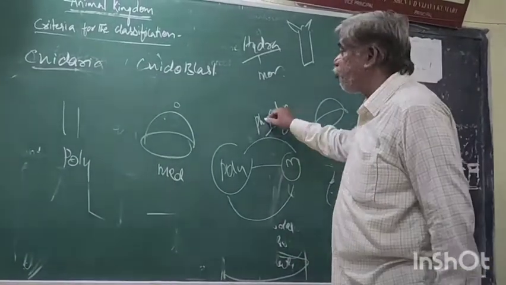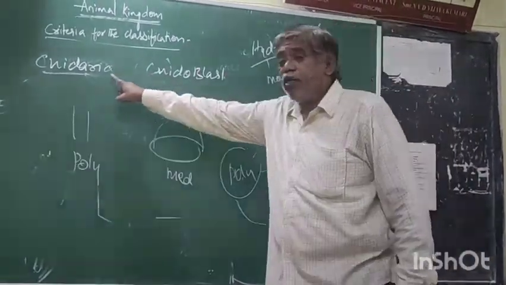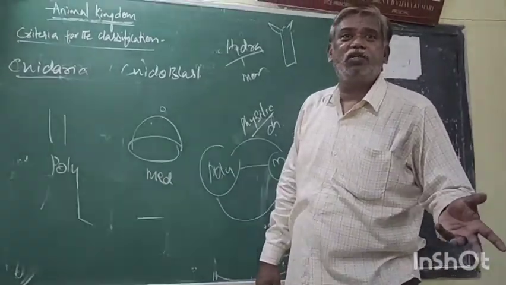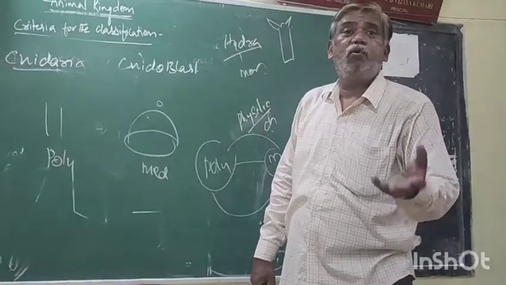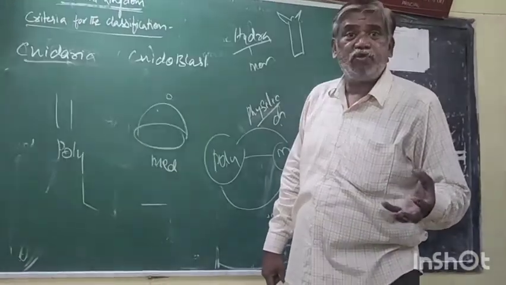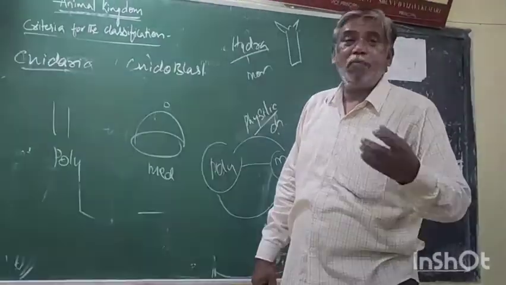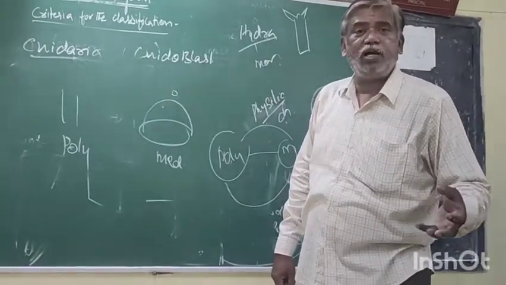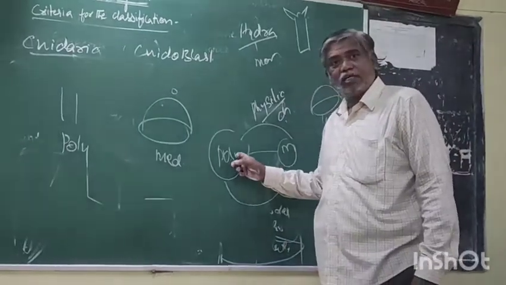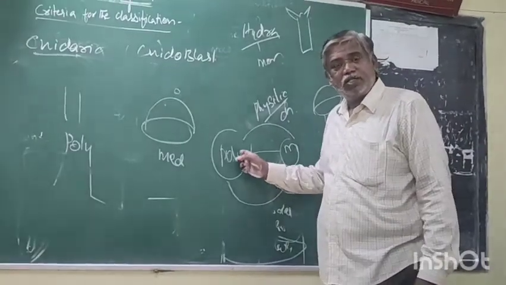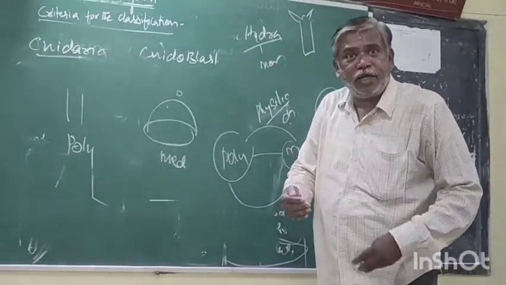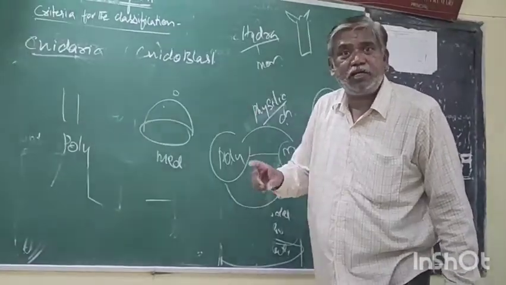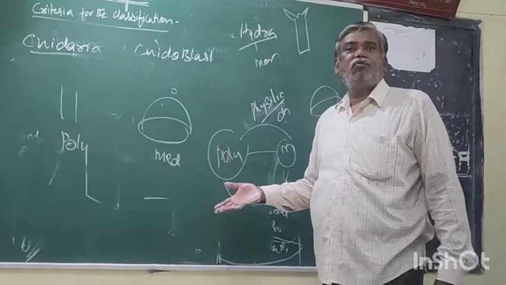Now all dimorphic cnidarians show metagenesis, alternation of generation. What is alternation of generation? What is the technical name of alternation of generation? Metagenesis. If asexual and sexual stages occur alternately in the life cycle, such a life cycle is called alternation of generation.